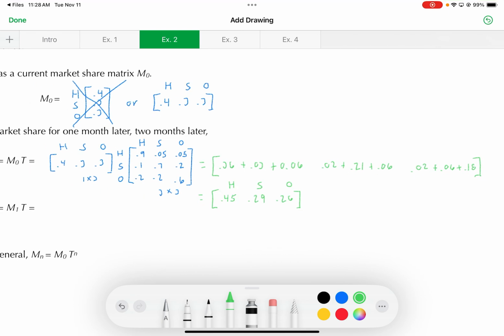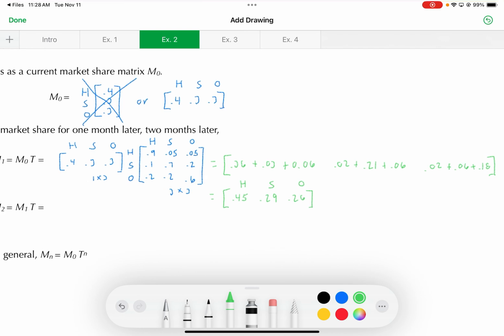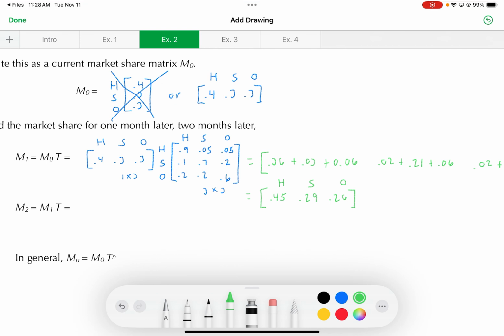All right, so that is the market share after 1 month. Notice Highlight improved. They went from 40% to 45% based on the transition matrix that we utilized. Okay, now what about 2 months later?